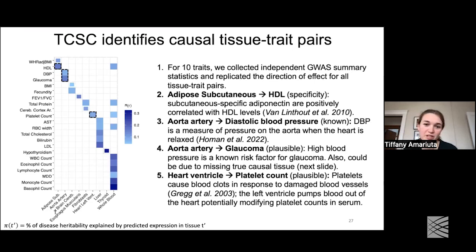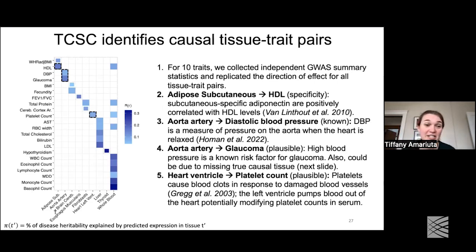Here are some example tissue trait pairs that I want to point out for different reasons of specificity, or identifying known associations, or identifying plausibly novel associations. The first is finding that adipose subcutaneous might be a putatively causal tissue for HDL. This is because previously, according to the literature, we knew that adipose was associated with HDL. But there is visceral adipose and there is subcutaneous adipose.